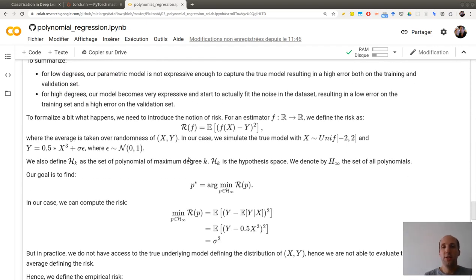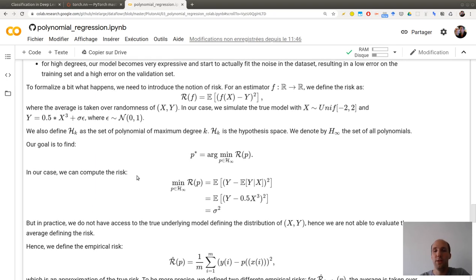You can be a little bit more formal if you want to understand deeply what's happening here. And it's connected to what people call decision theory. For this, the first thing you need to introduce is the notion of risk of an estimator. In my case, the risk is just the average of the quadratic loss on a new sample, X and Y, where X is just, I took it uniform on [-2, 2], and Y is given by my polynomial plus some random noise. Okay, so this average here is with respect to the randomness of the big X and big Y.